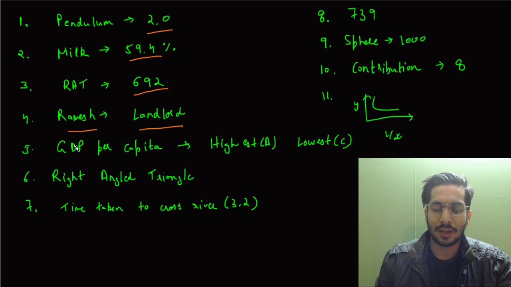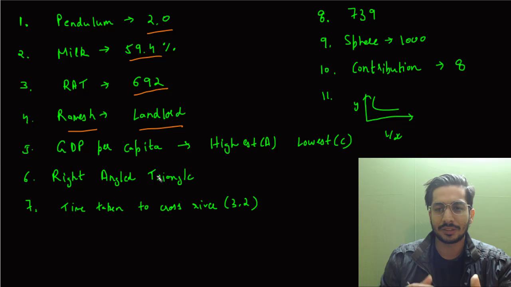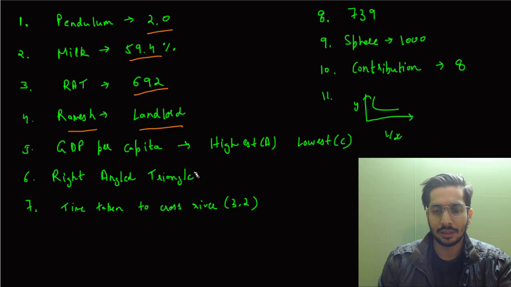Then there was a graph based question on GDP per capita. GDP per capita was highest for the A graph, and it was lowest for C. And then there was a given equation, and they were asking what kind of triangle it might be. The correct answer was that it is a right angled triangle.